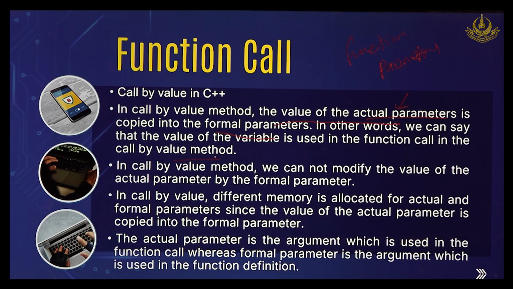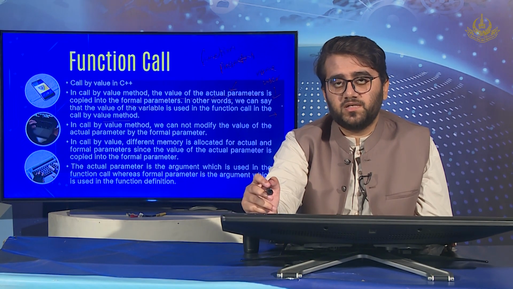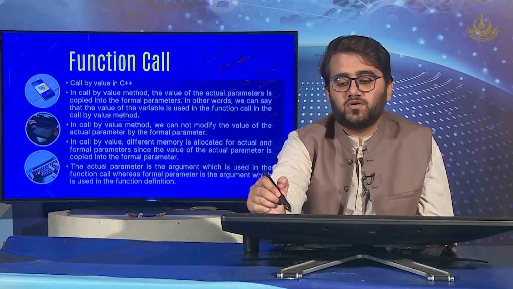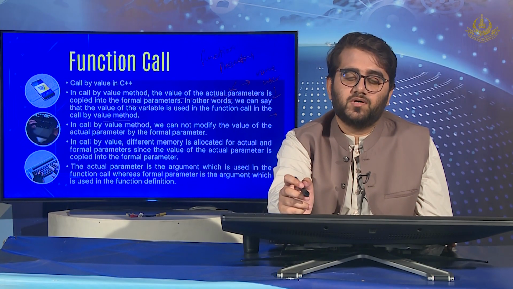So, suppose you had taken the name from the user, and then you pass this user name to a function which takes a string. Then that string would have the value of username, and this string would be called the formal parameter, and the username would be called the actual parameter. So, this signature would be following the call by value method.